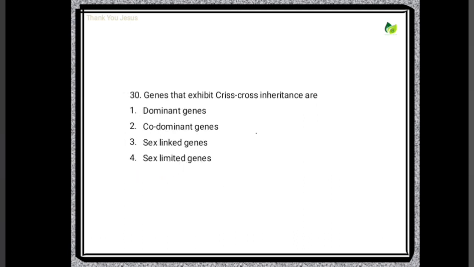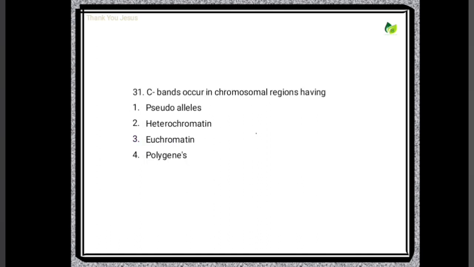Genes that exhibit criss-cross inheritance are, options are dominant genes, codominant genes, sex-linked genes, sex-limited genes. Okay, so let's see the correct answer, sex-linked genes. Sex-linked characters are nothing but the characters that are associated with a sex. That means they are present on the sex chromosome. Examples are hemophilia, color blindness, baldness, etc. So let's see the next question.